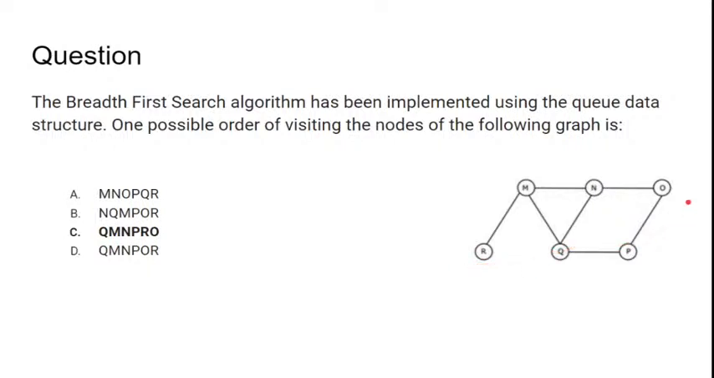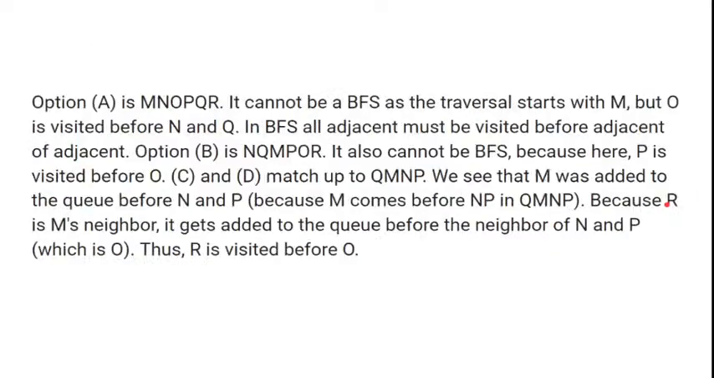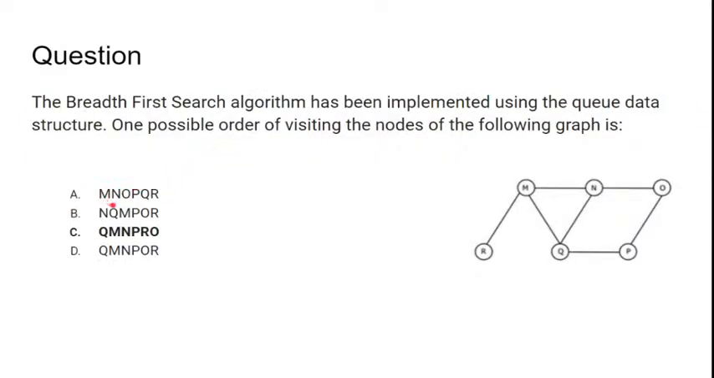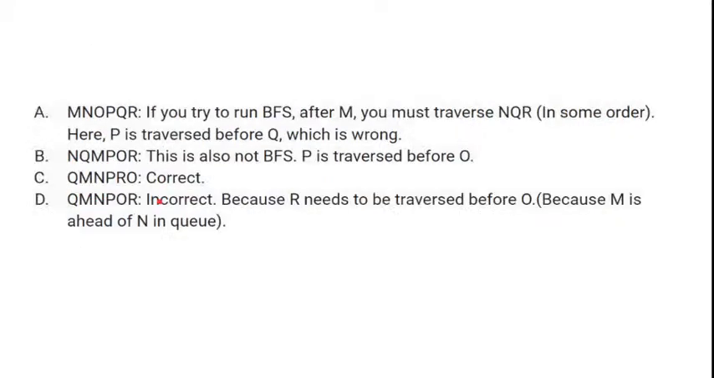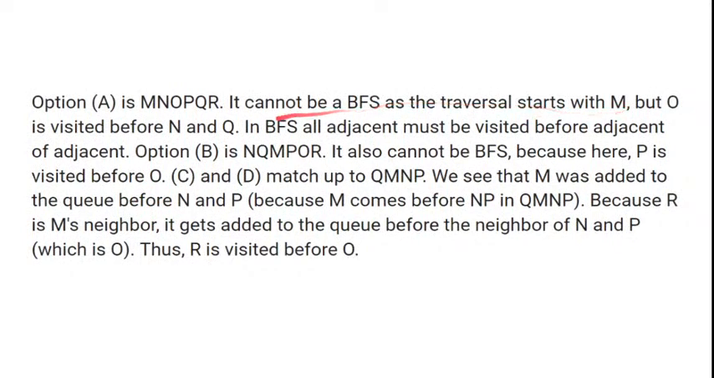For the breadth first search algorithm, QMNPRO: R needs to be traversed before O. The first option cannot be breadth first, as the traversal starts with M, but O is visited before N and Q. In breadth first search, all the adjacent nodes must be visited before the adjacent nodes of those adjacent nodes. Here O is visited before N and Q.